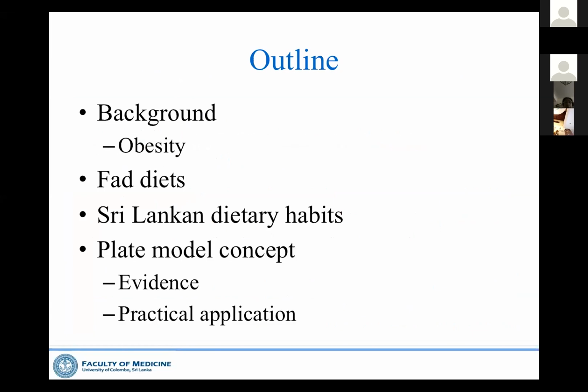So one of our creations from the medical faculty, Colombo, is the plate model concept. Then I'll discuss the evidence behind that and how we can apply it for our patients as well as in our own lives. That concept won't be a very technical thing. You don't need to be an obesity expert to apply that. Any medical doctor, even other health staff, can use this.